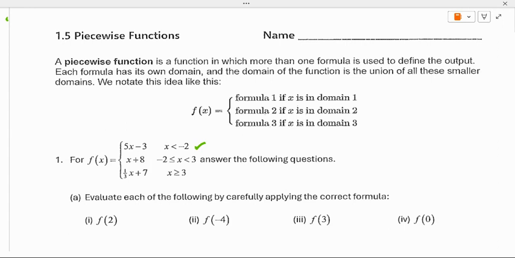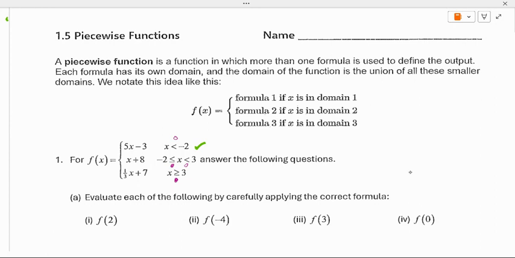So the first thing that I want to remind you of is when you have a less than symbol, remember that you're going to have an open circle. Less than or equal to means the circle is going to be closed. Less than, open circle; greater than or equal to, closed circle. So that's going to help us when we graph our functions.